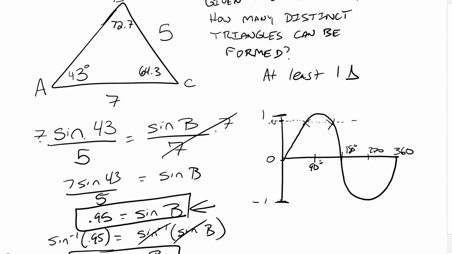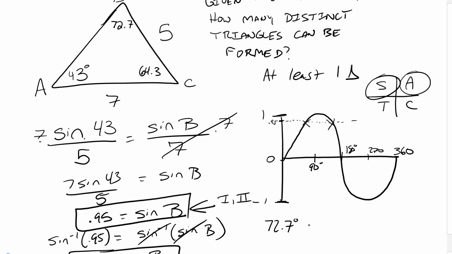Both of those are less than 180. This also comes from the fact that, if you remember ASTC, sine is positive in the second quadrant and in the first quadrant. So when sine B equals 0.95, that could happen in quadrants 1 or 2. The answer 72.7 degrees was for quadrant 1, so we need to figure out what that is in quadrant 2.